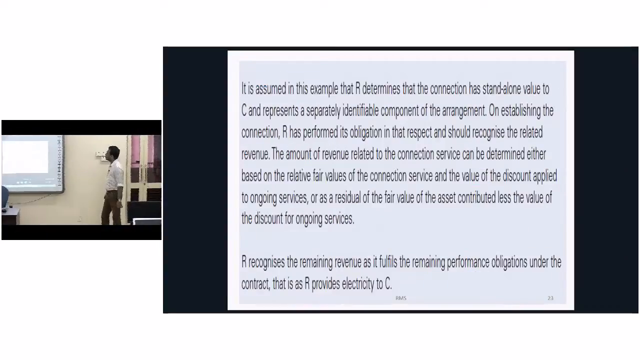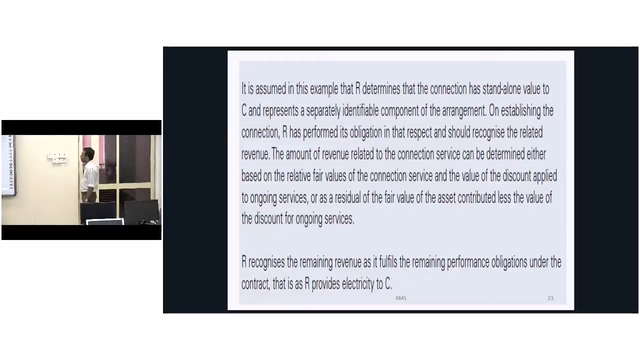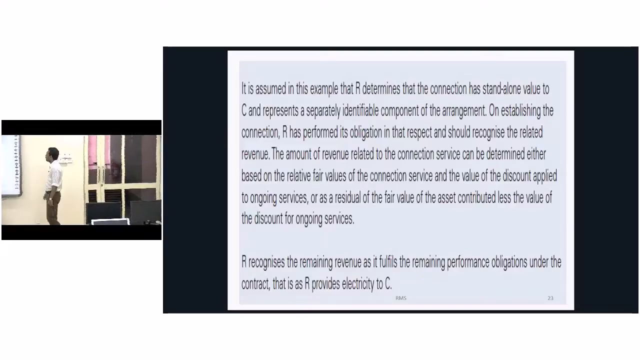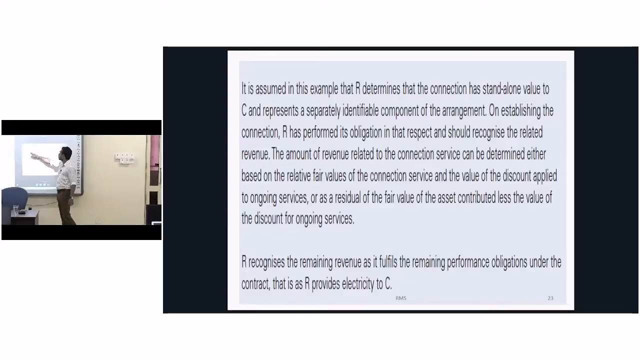Just assume in this example that R determines that the connection has standalone value to C and represents a separately identifiable component of the agreement. Yes, it's true.